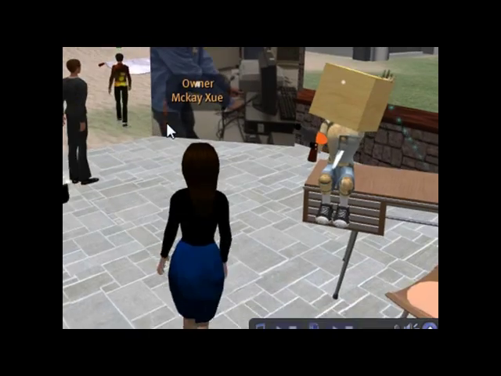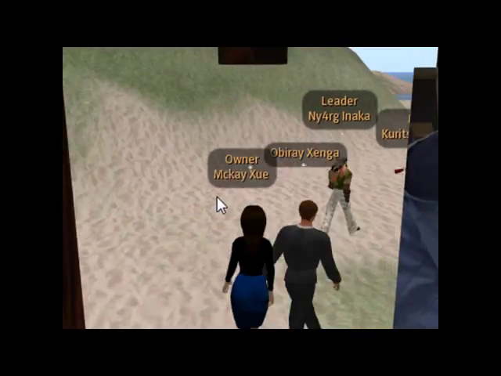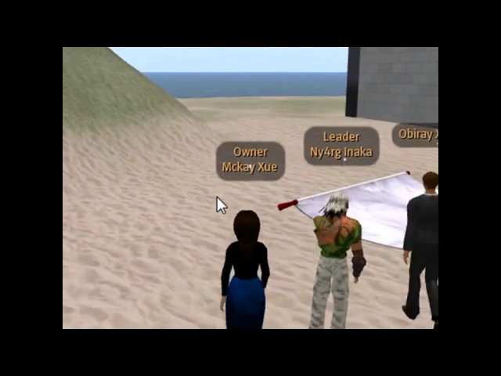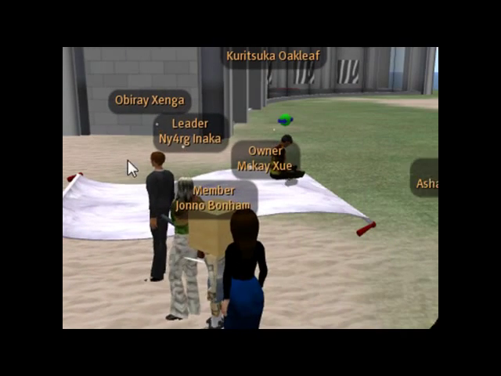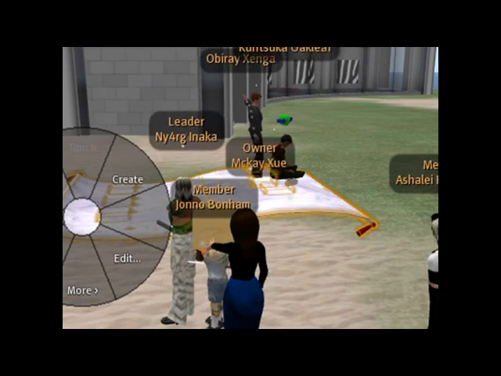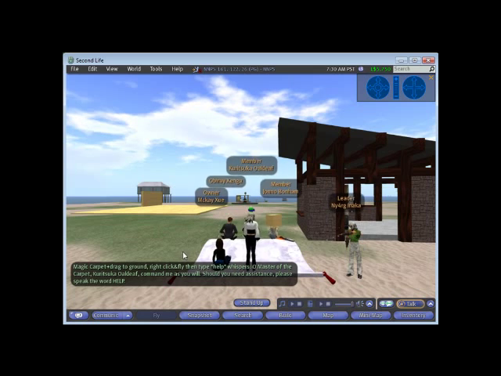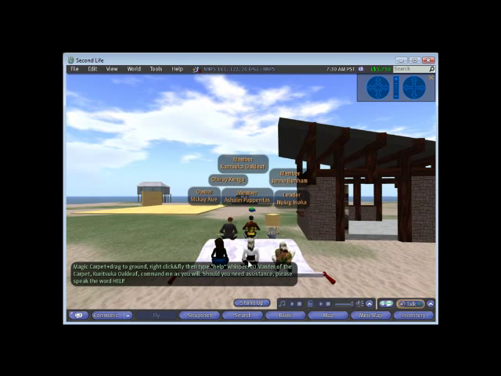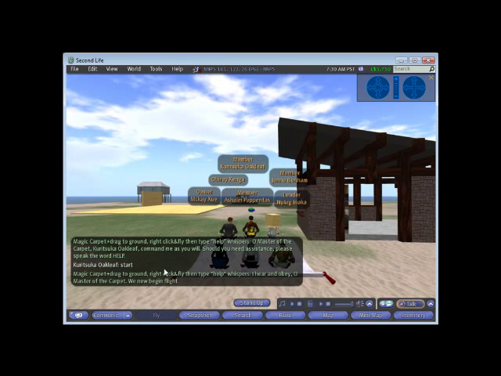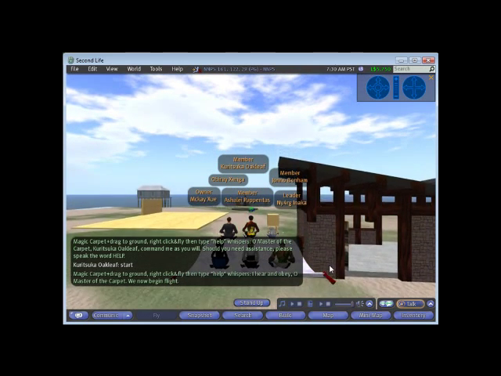Alright, so now we're going to get on the magic carpet. You can fly by yourself, but in order for all of us to be flying at once, we have to get on the magic carpet. Alright, so let's get started. Now we are flying, and we will be heading over to the amphitheater.